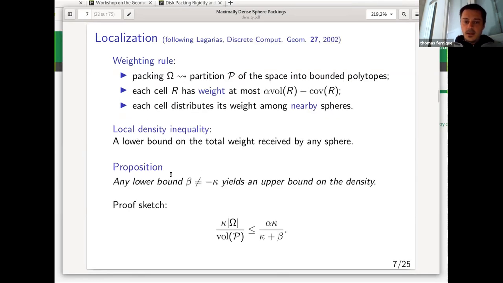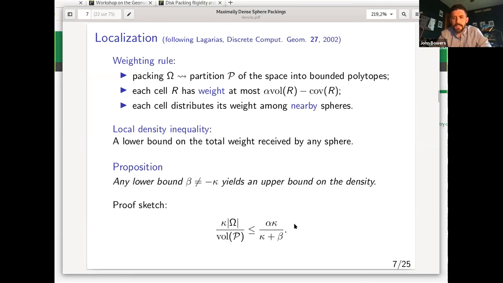If you have a lower bound on the weight that each sphere gets, you have an upper bound on the density of the packing. Okay, the point is that all is local. The weights are given locally. The spheres get their weight locally. So maybe it can be easier to get an upper bound.